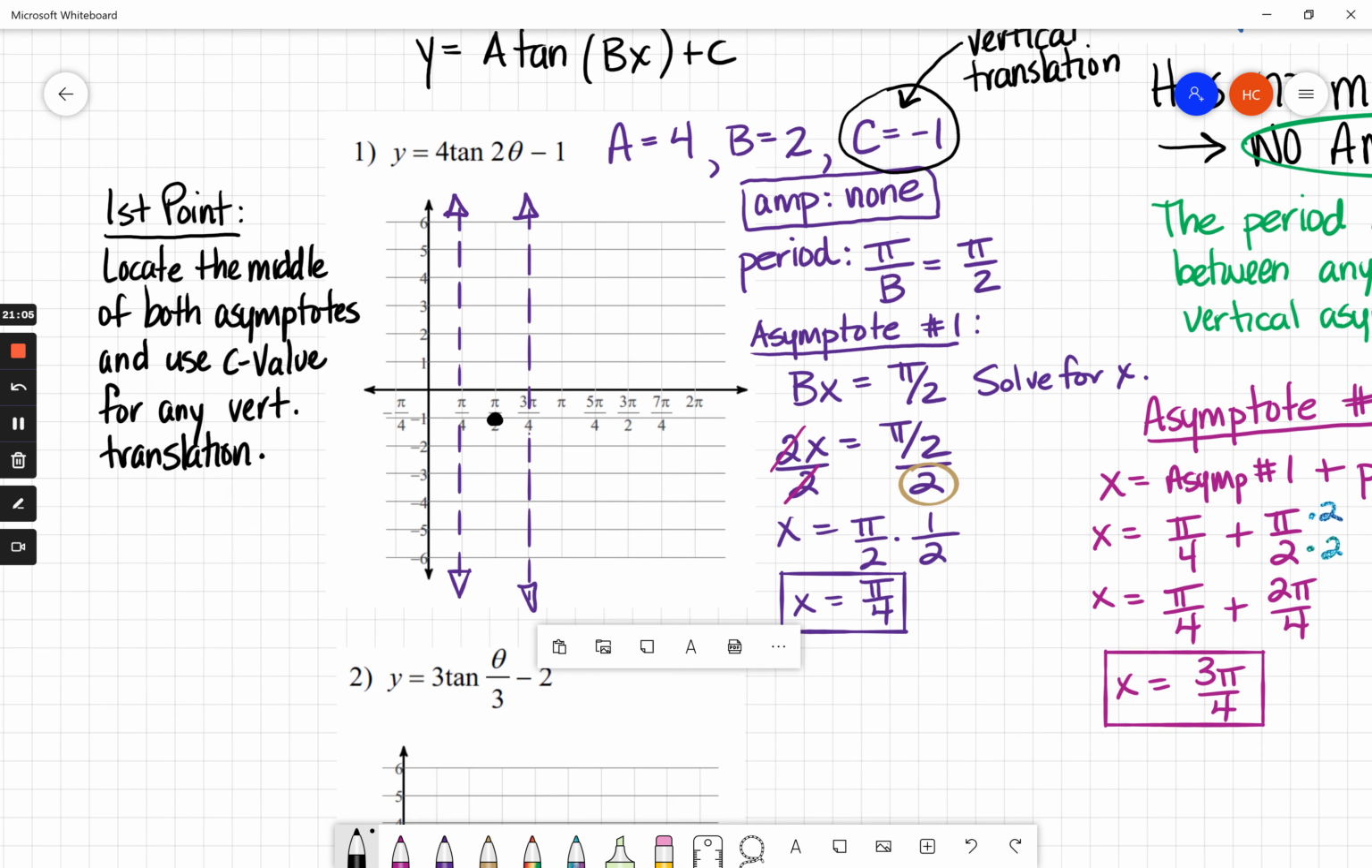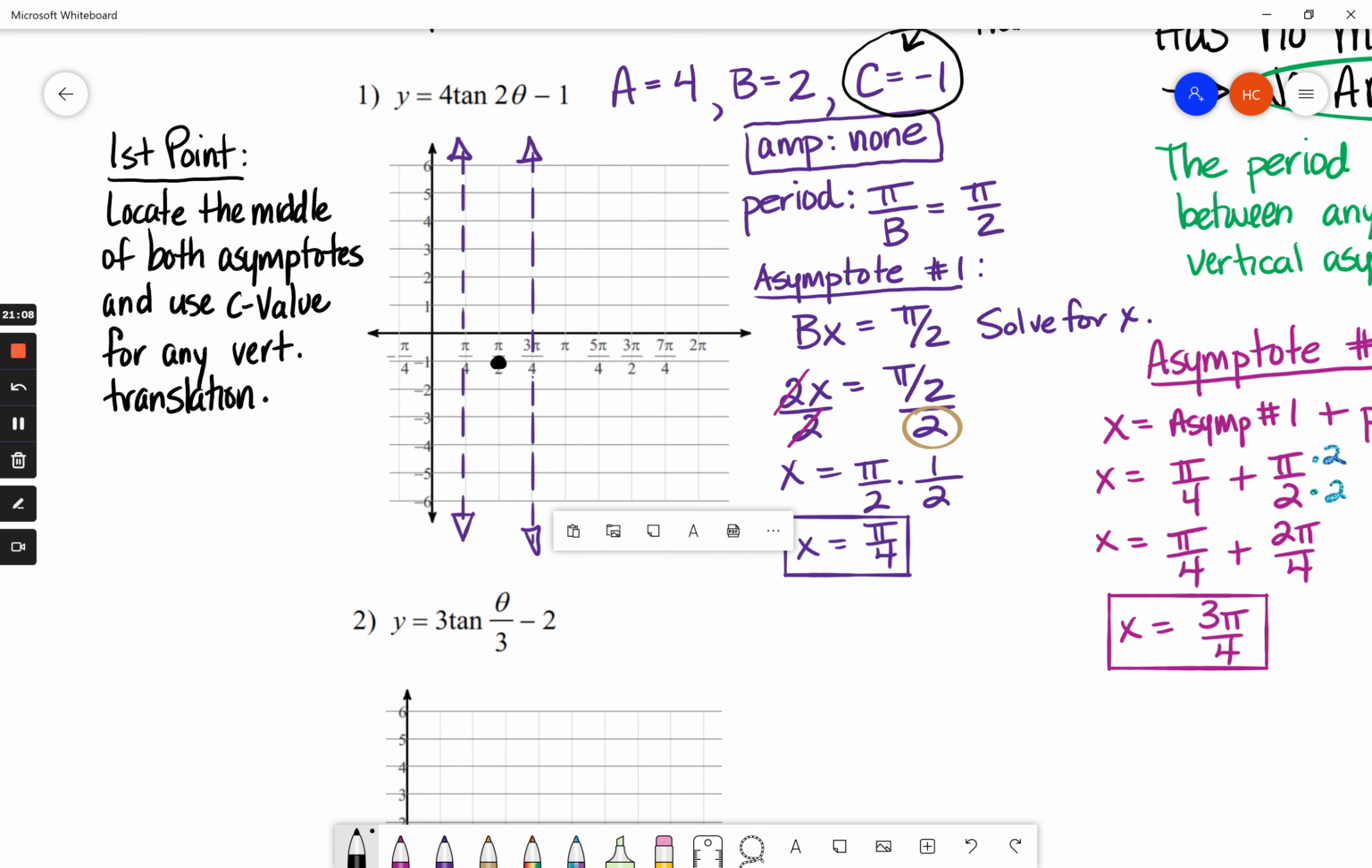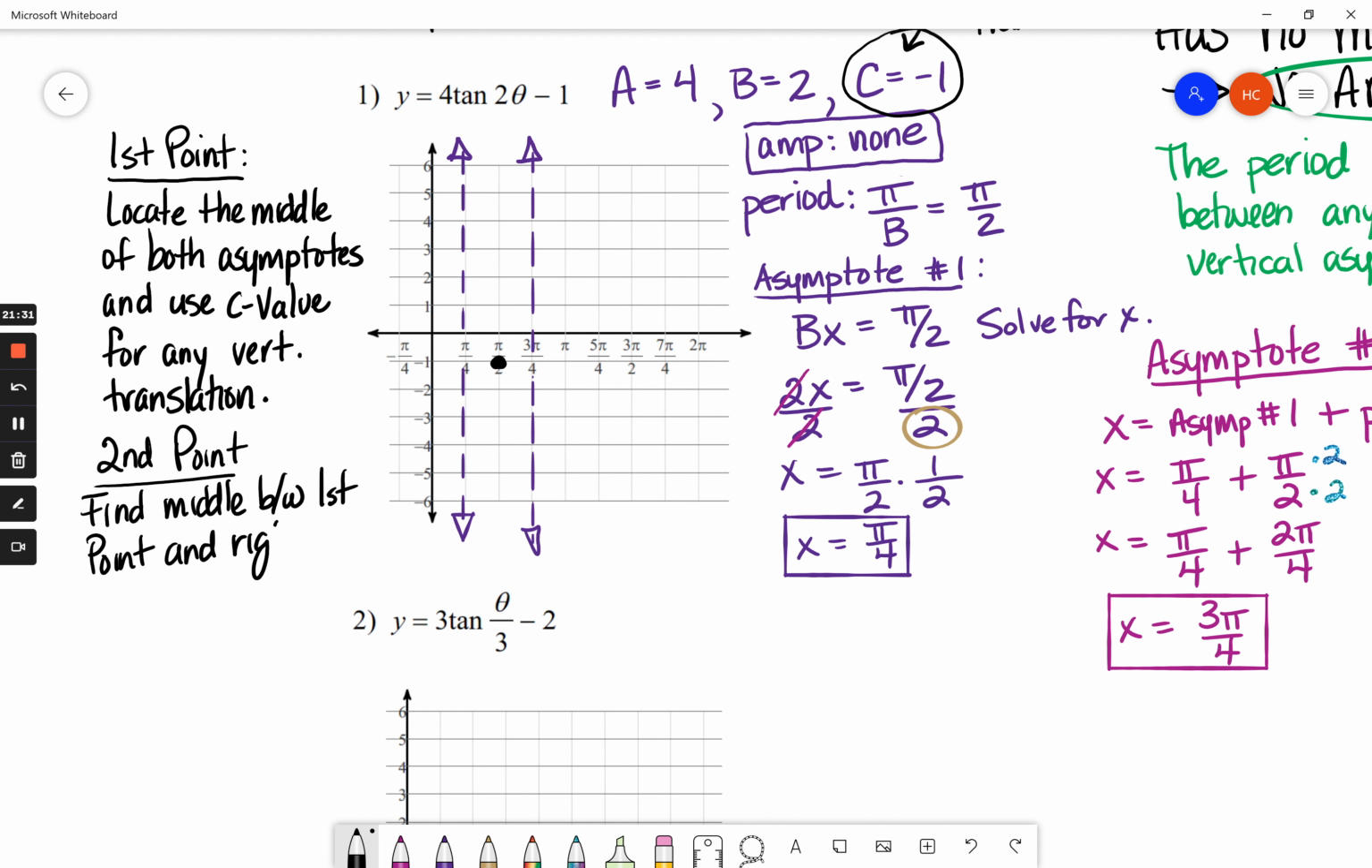Now, for your second point, what you're going to do is find the middle again. So I'm going to put the notes here again. Second point, find the middle between 2 other things now. You're going to find the middle between your first point and your right asymptote. And once you know the pattern, it doesn't matter if you do right or left first, okay? And then you're going to use your A value. Okay, so what do I mean by that?